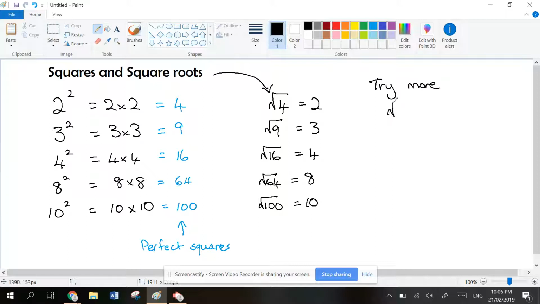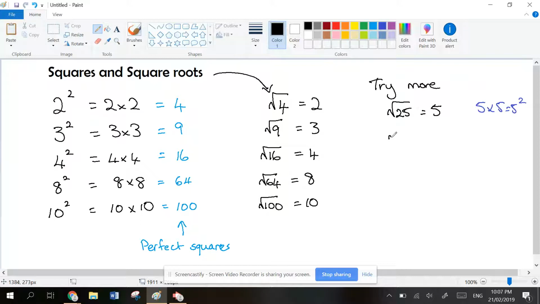Okay, let's do the square root of 25. My thinking is, what times what gives me 25? Well, I know that 5 times 5 gives me 25, or 5 squared gives me 25. So the square root of 25 is just 5, because 5 times 5 gives me 25.